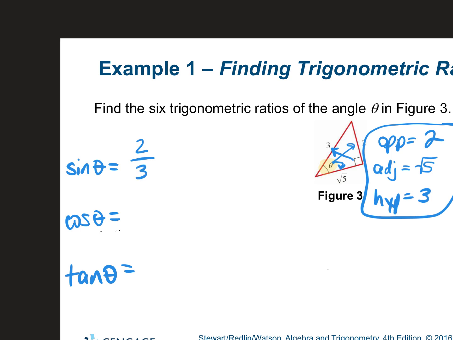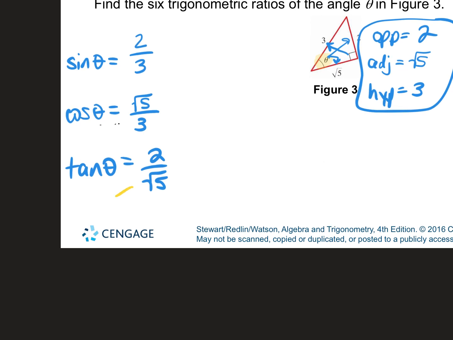Cosine is adjacent over hypotenuse, so it would be the square root of 5 over 3. Tangent would be opposite over adjacent, so it's 2 square root of 5. Now, for WebAssign, this is okay. They will take that as an answer. You do not have to rationalize. But for me, is that an okay answer? No, you need to rationalize. You need to say, okay, I got to get that radical out of the bottom.